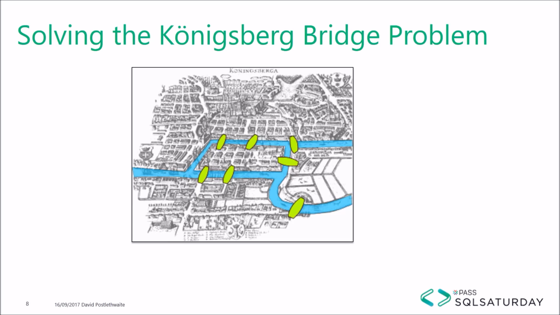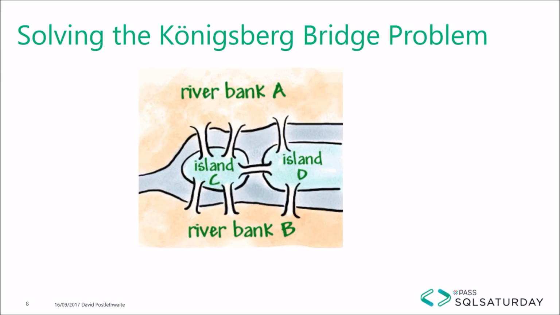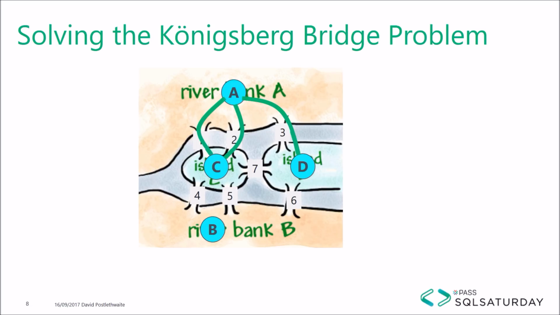Euler simplified the problem. We effectively have 4 land masses, A, B, C and D, and 7 bridges that connect those land masses. He turned the land masses into single points, which he called nodes, and he turned the bridges into lines connecting the nodes, which he called edges or vertices.